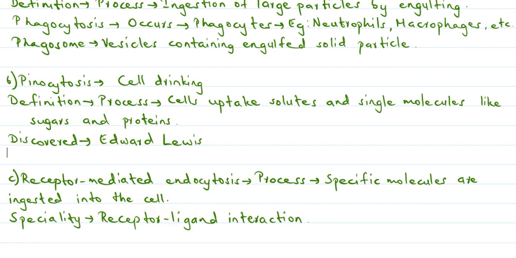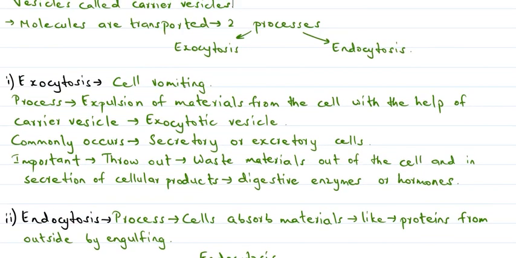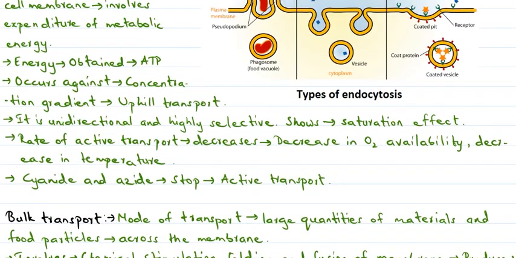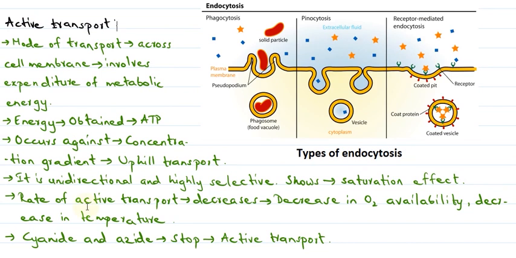So now let's quickly revise everything that we have studied today. Today we discussed the movement of substances by active transport as well as bulk transport, and under bulk transport we studied endocytosis and exocytosis. First we discussed active transport. Active transport is a mode of transport that occurs across the cell membrane, and it involves the expenditure of metabolic energy, obtained from ATP.